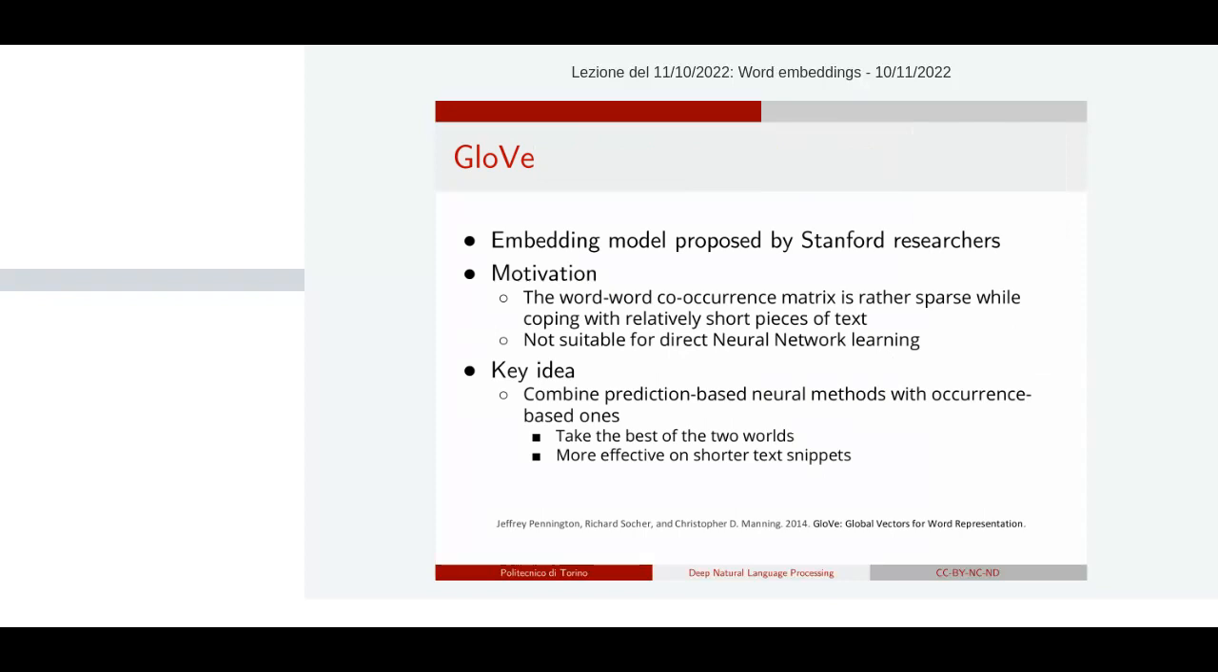GloVe is a model proposed by a Stanford University professor called Manning. The idea here is, roughly speaking, to take the best of the two worlds: the neural network-based and the occurrence-based representations.